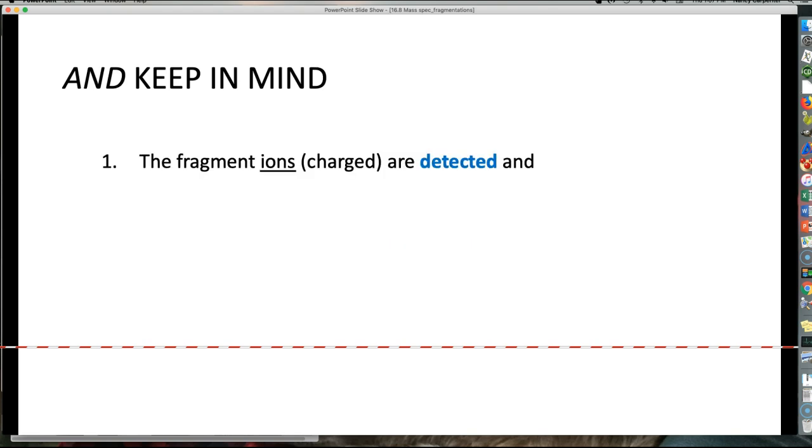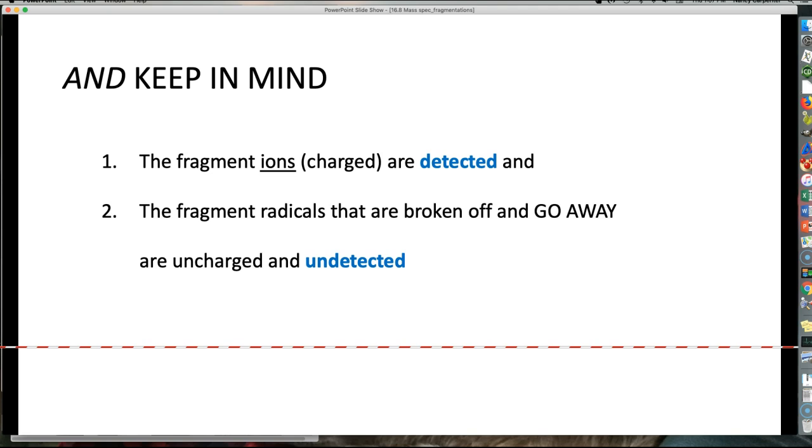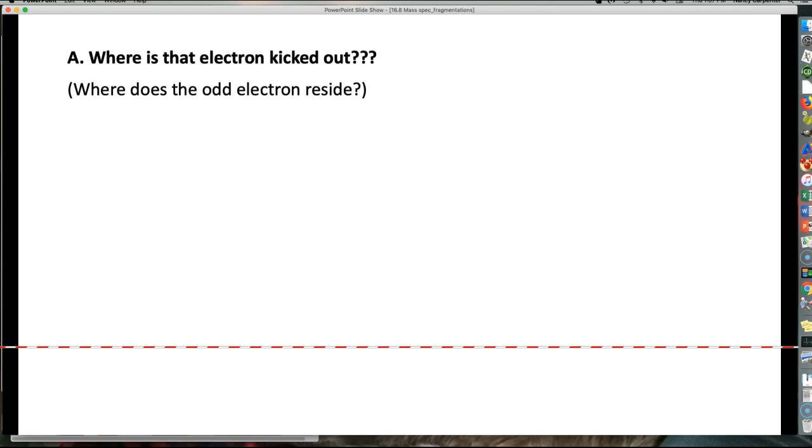It's not unusual to see those in mass spec because this is super high energy. And finally, we want to keep in mind this fundamental truth about mass spec. Your molecule falls apart into two different kinds of fragments. There are charged fragments that are invariably positively charged. Those are the ones that are actually seen in the mass spectrum. And then there are the radical pieces that are broken off. They go away. They are not charged. They just have an odd electron. And therefore, since they aren't charged, they are not detected, and you do not see them in the mass spec.